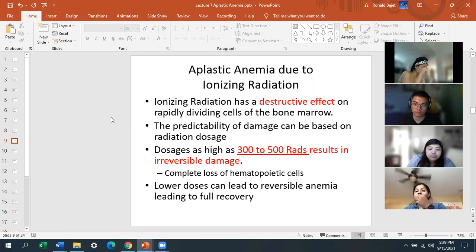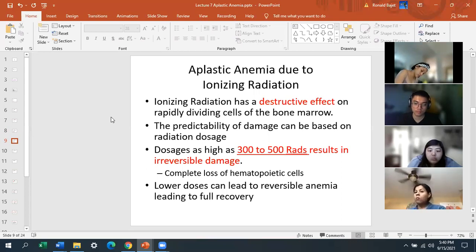Ionizing radiation is another cause of aplastic anemia. Ionizing radiation has a destructive effect on rapidly dividing cells of the bone marrow. As you know, because it's the factory, it's producing cells. The cells are rapidly dividing, going through all the maturation sequences, etc. So ionizing radiation will stop all that.